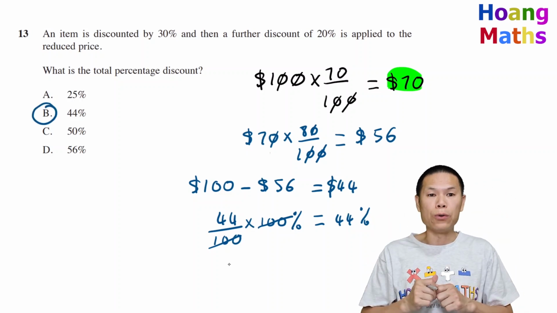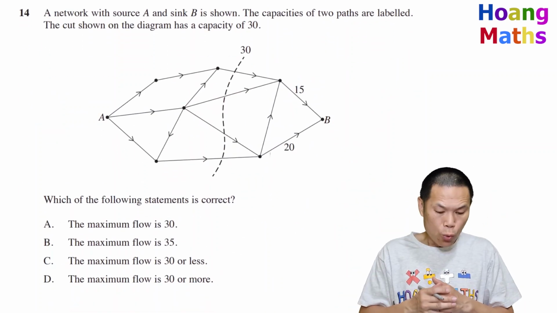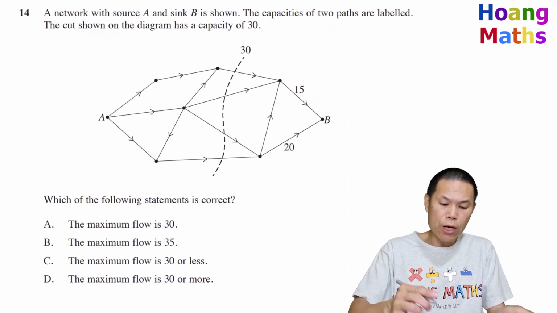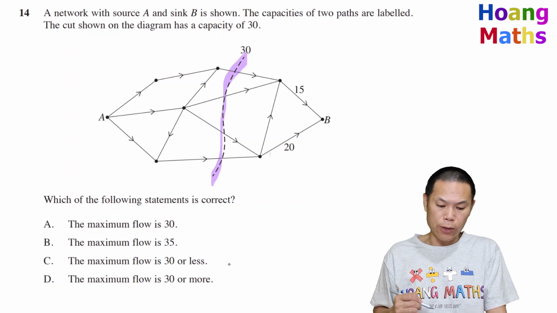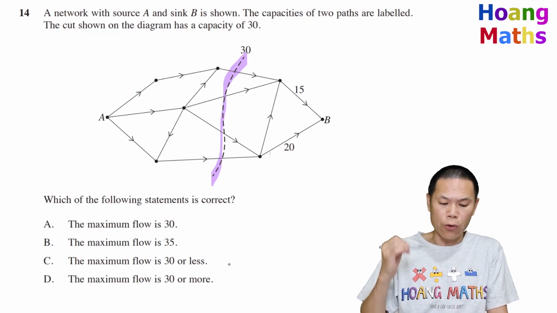So there you go. Question 14. Which of the following statements is correct? So we know that this cut capacity is 30 units. So we have to go through each statement. So which one is correct?